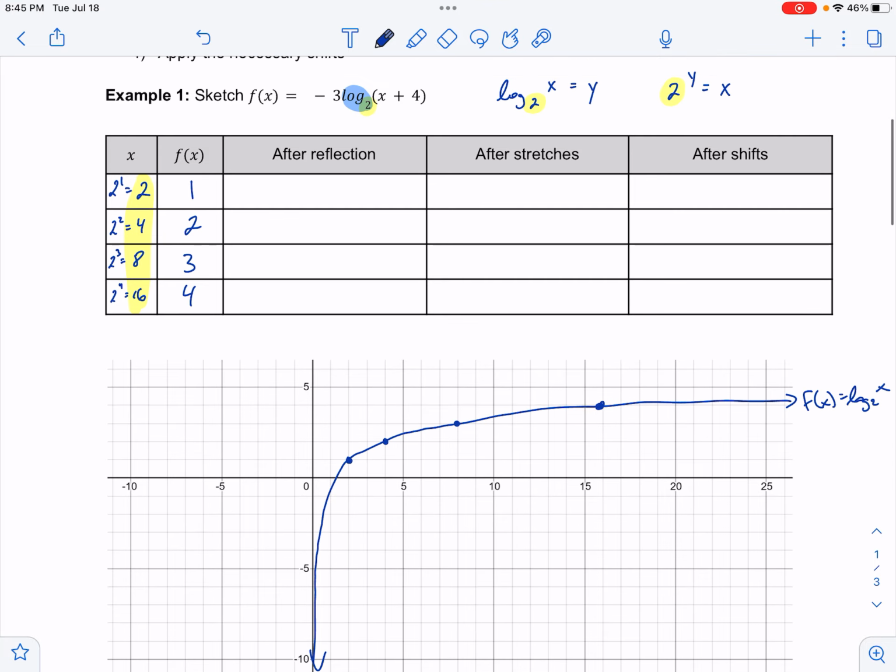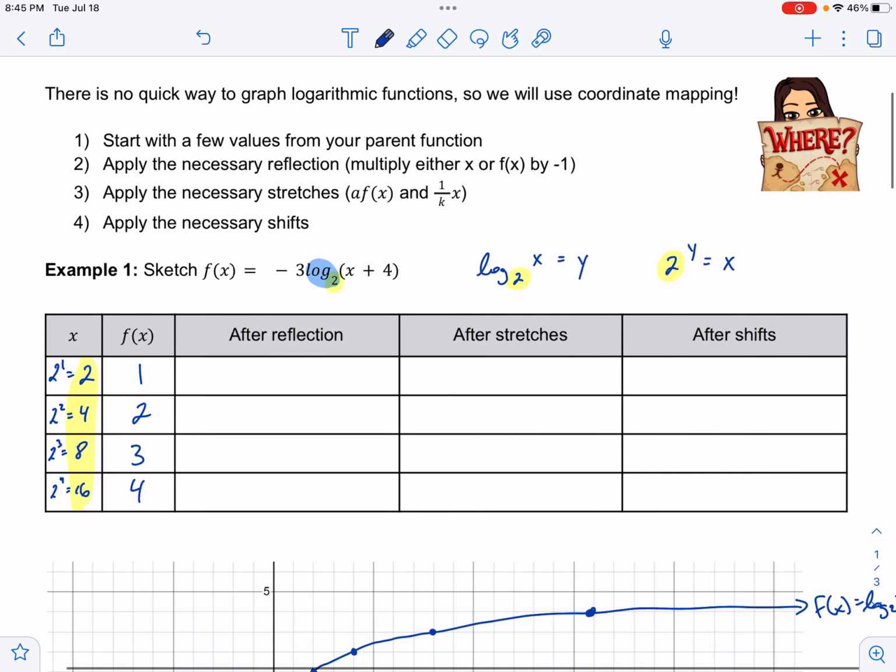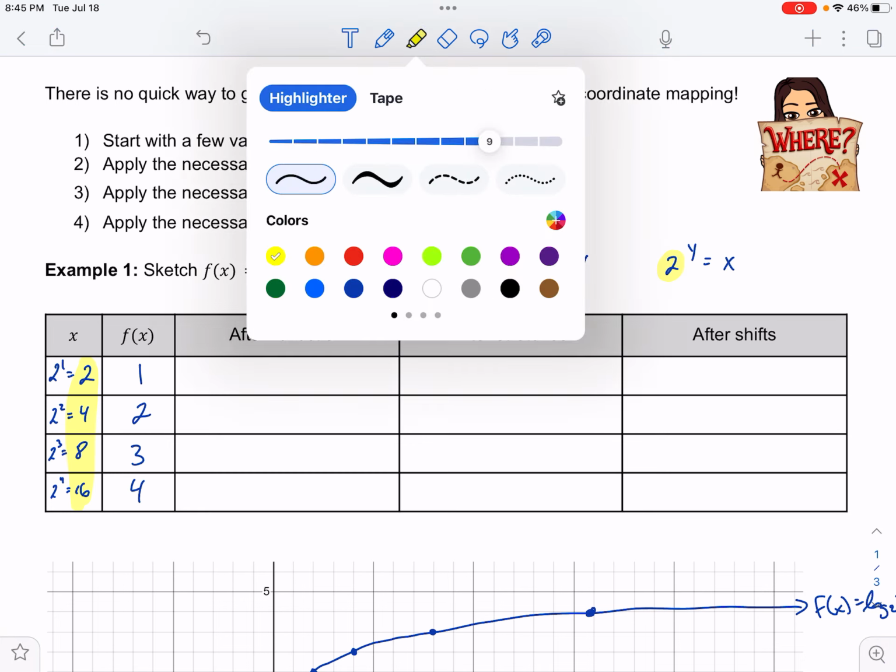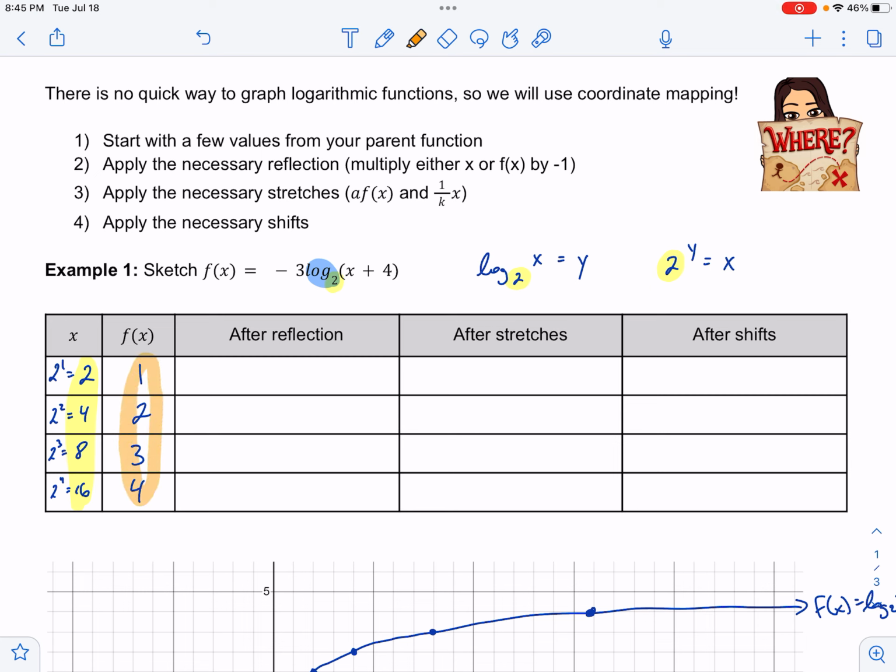Now let's go about doing our transformations. The first transformation we're doing is a reflection. This is being reflected vertically. It's being reflected across the x-axis, which means that our y values, our f of x values, are the ones that are being affected. They're going to become negative. Our x values are going to remain the same, but the y values will become negative instead. That's all coming from right there.